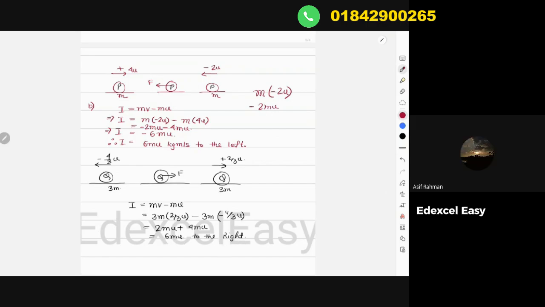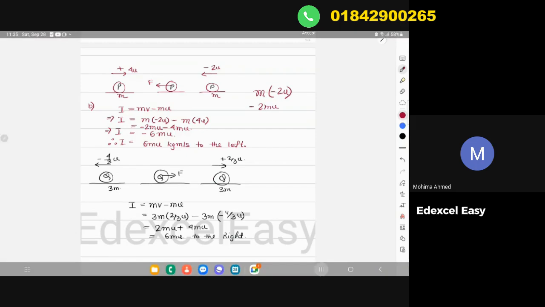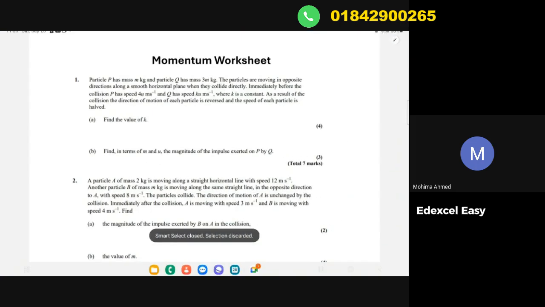Okay, for this question, as they ask you to find out the impulse on P, that means you are supposed to do the working on this, and this was just an extra for the explanation. You're supposed to do the calculations in terms of particle P, not particle Q, because impulse was exerted on P, not Q. Okay, then let's start to solve the second question.